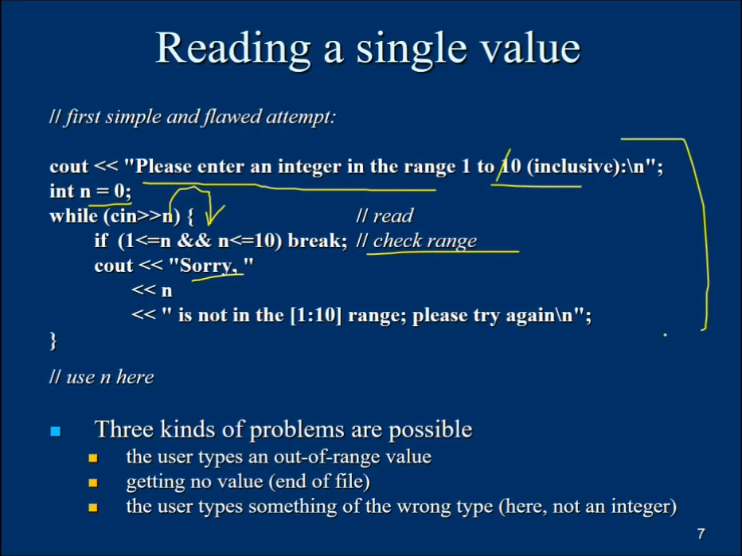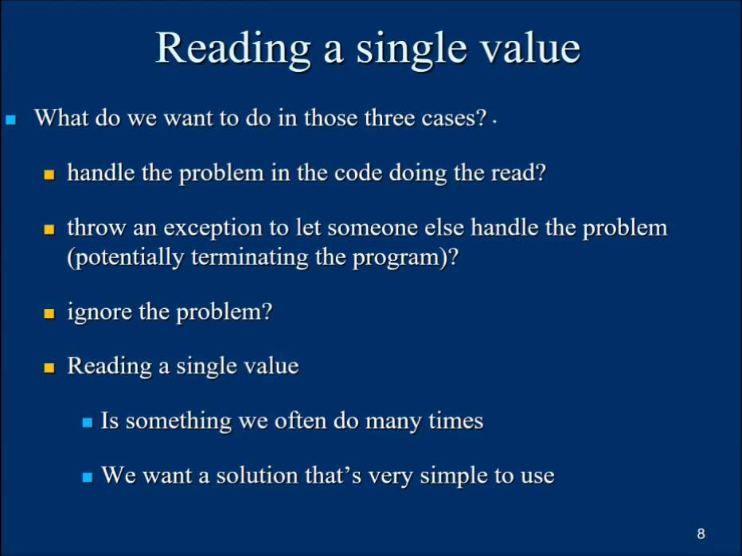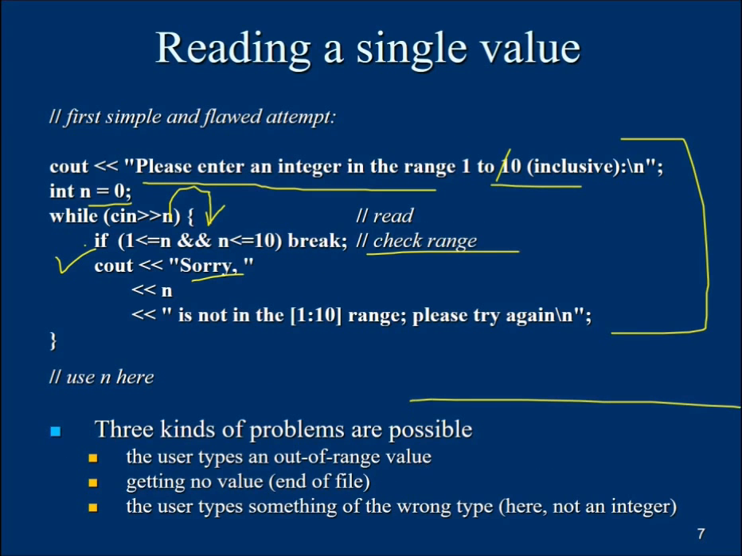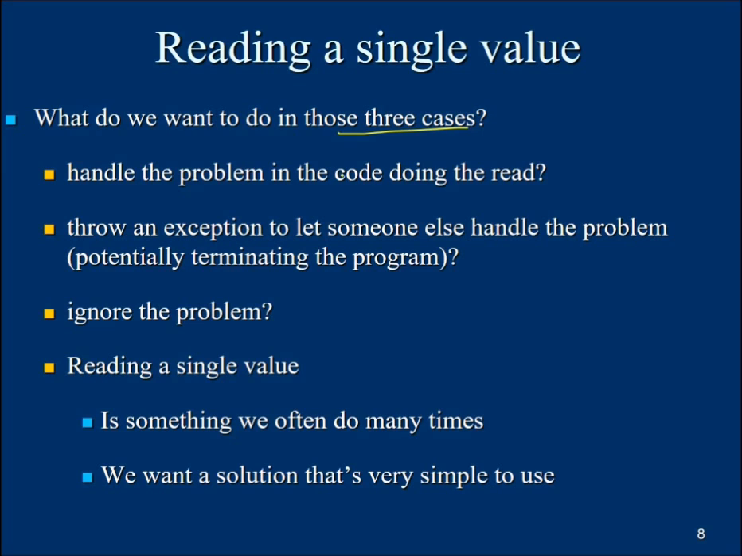But here it seems to be a pretty decent way of doing the stuff. But there are three kinds of problem that may arise. First, the user types an out of range value that we have been seeing here; second, getting no value, that is the end of file; and third, the user types something of the wrong type, that means not an integer. So what do we want to do in these three cases we just asserted? We handle the problem in the code, doing the read, let it do it. Or we can throw an exception to let someone else handle the problem. We can ignore the problem. Reading a single value is something we often do many times, and we want a solution that's very simple to use.